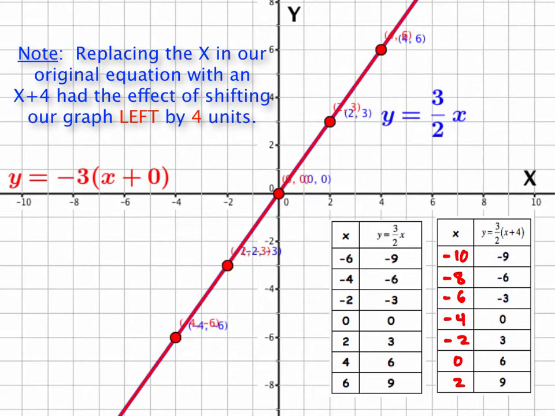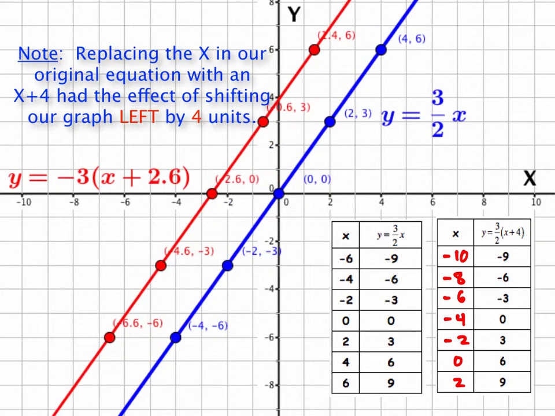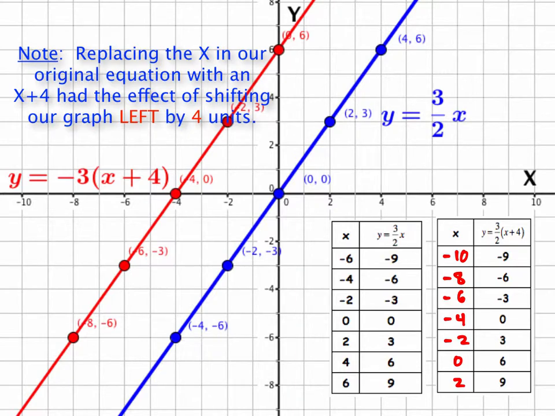Replacing the x in our equation with an x plus 4 had the effect of moving our graph 4 units to the left.